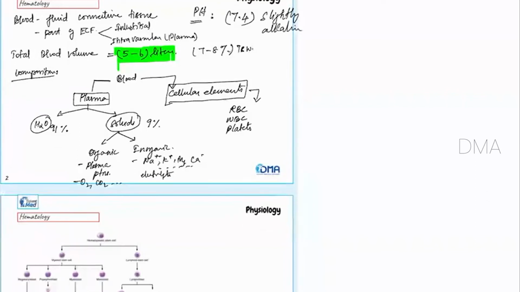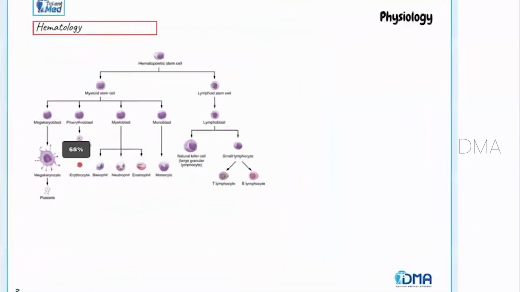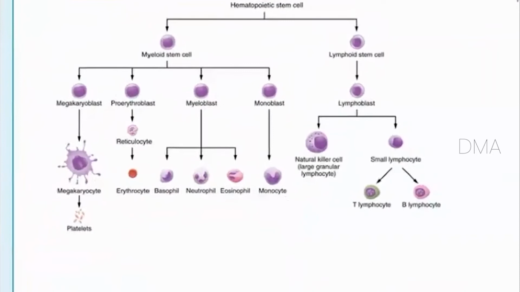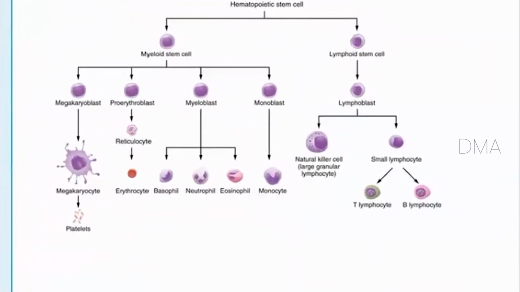How the cellular components are formed, the hematopoiesis. So this is the basic thing which you should know, okay? So hematopoiesis, from the beginning, that is from the stem cell, that is hematopoietic stem cells.